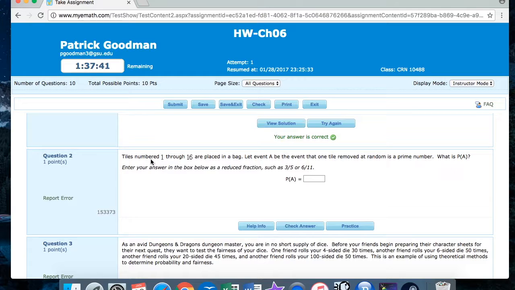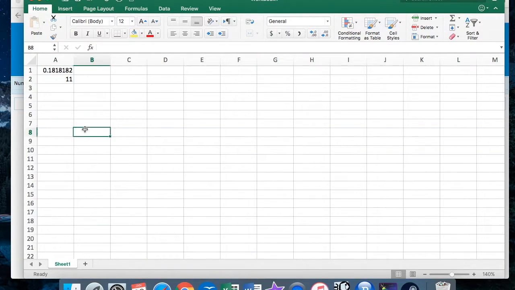So like this one here, tiles numbered 1 through 16 are placed in a bag. Let A be an event that one tile removed at random is a prime number. What is the probability of A? Okay, well this one you just have to simply count. How many prime numbers are there between the numbers 1 and 16? So let's just draw them out. So 2 is a prime number. Now remember, a prime number is defined to be a number in which its factors are only 1 and itself. So 2, well, only 1 and 2 are factors of 2.